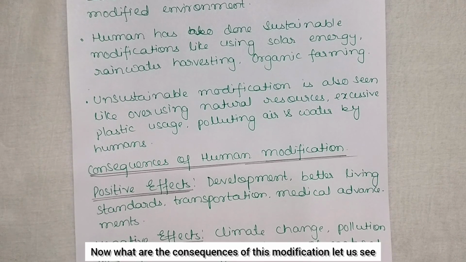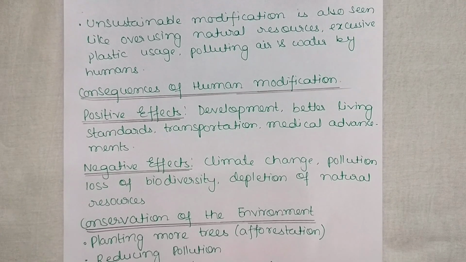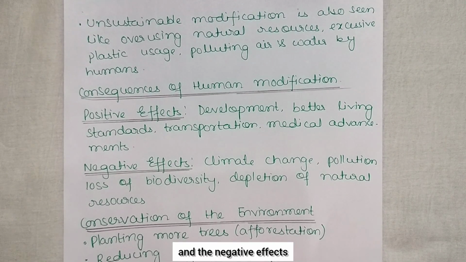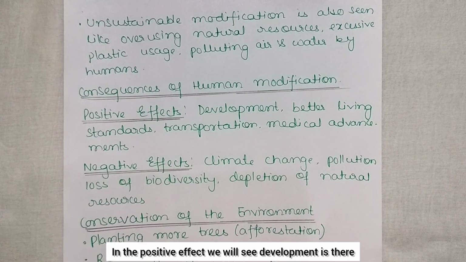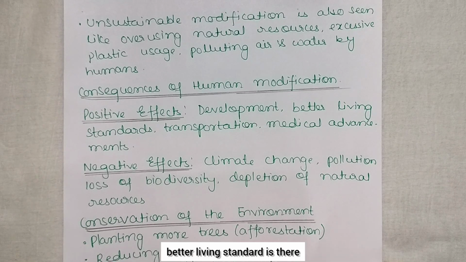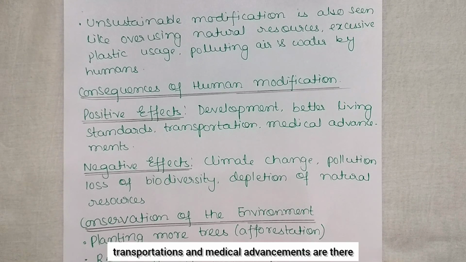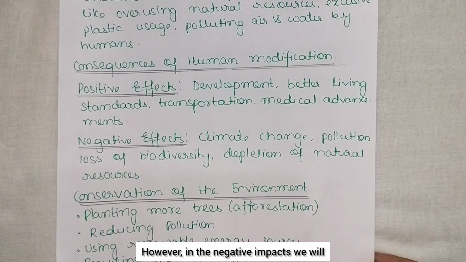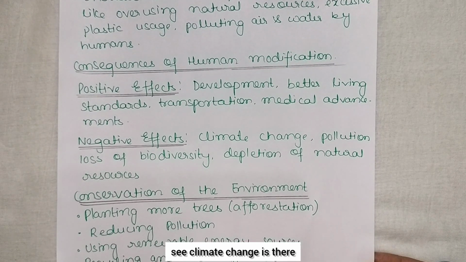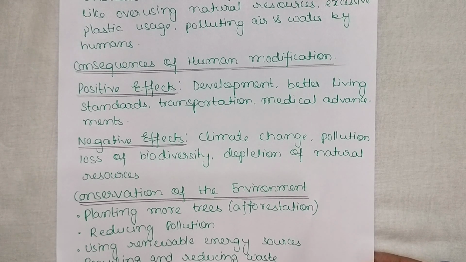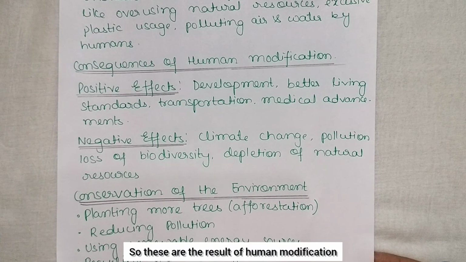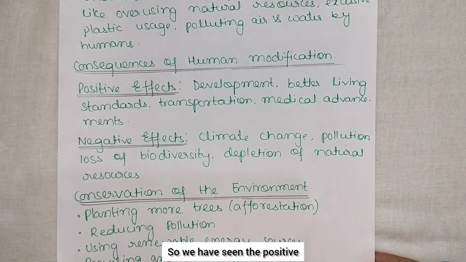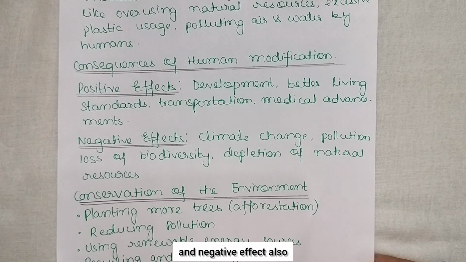Now what are the consequences of this modification? Let us see. Here we will see the positive and the negative effects. In the positive effects, we will see development, better living standards, transportation and medical advancements. However, in the negative impacts, we will see climate change, pollution, loss of biodiversity, and depletion of natural resources. So these are the results of human modification.